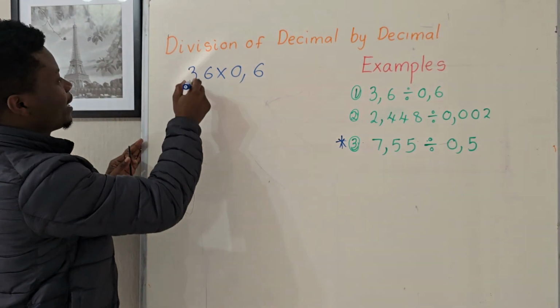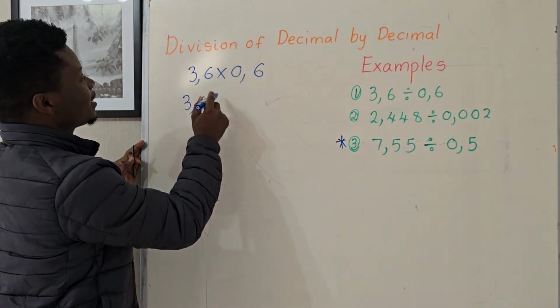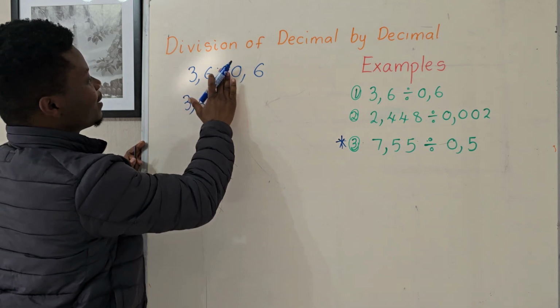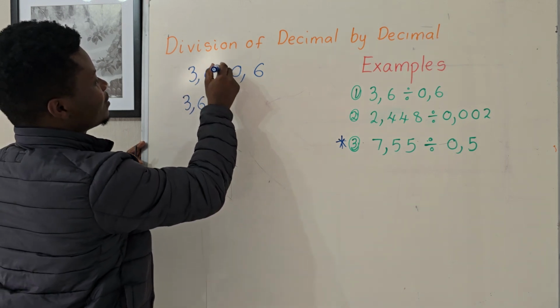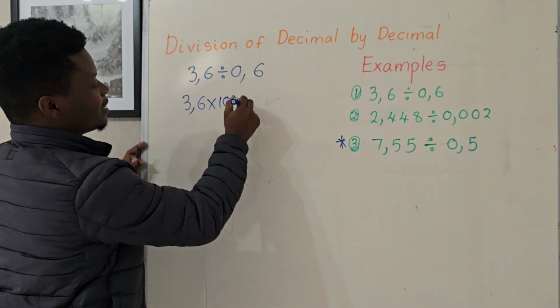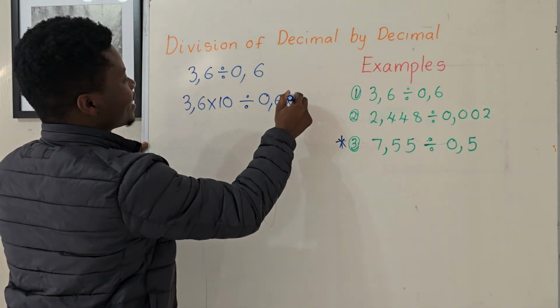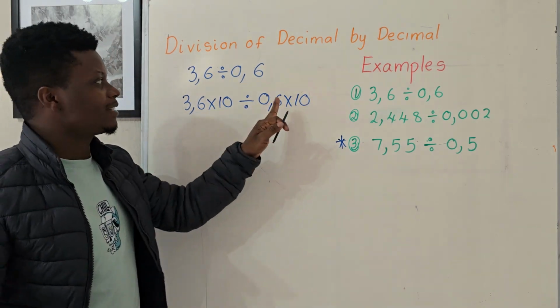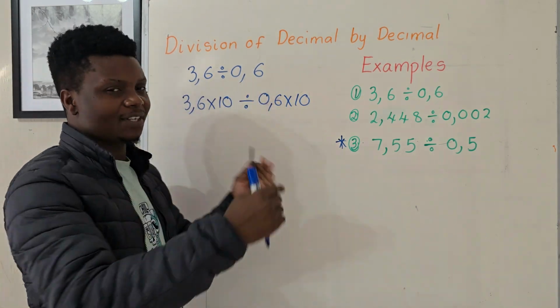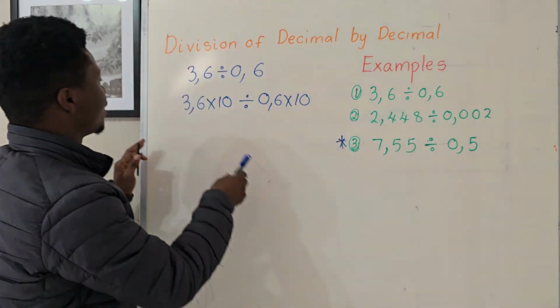So I'm going to multiply by 10. Remember our question is dividing. This is division here. So I'm going to multiply 3.6 by 10, divided by 0.6 also multiplied by 10. The reason we're multiplying by 10 is they have one place after the comma, so you multiply by the power of 10 that has one zero, which is 10.